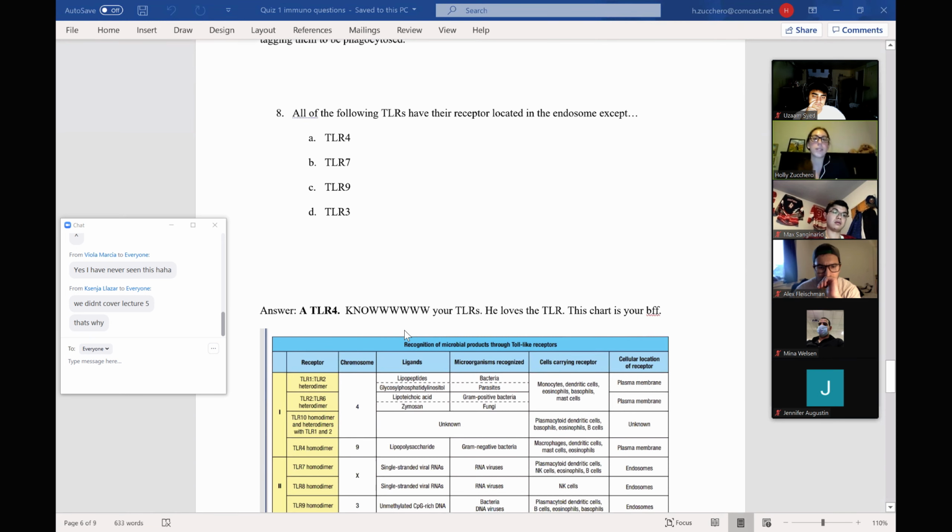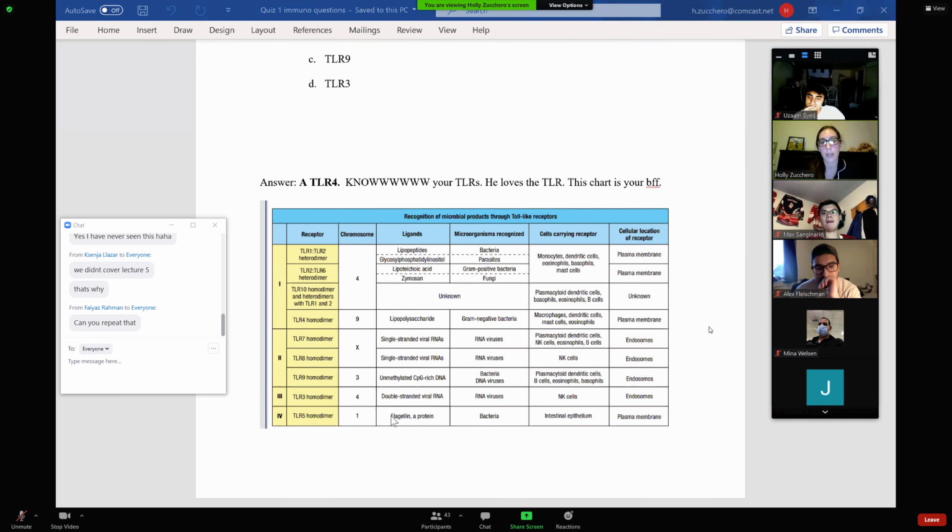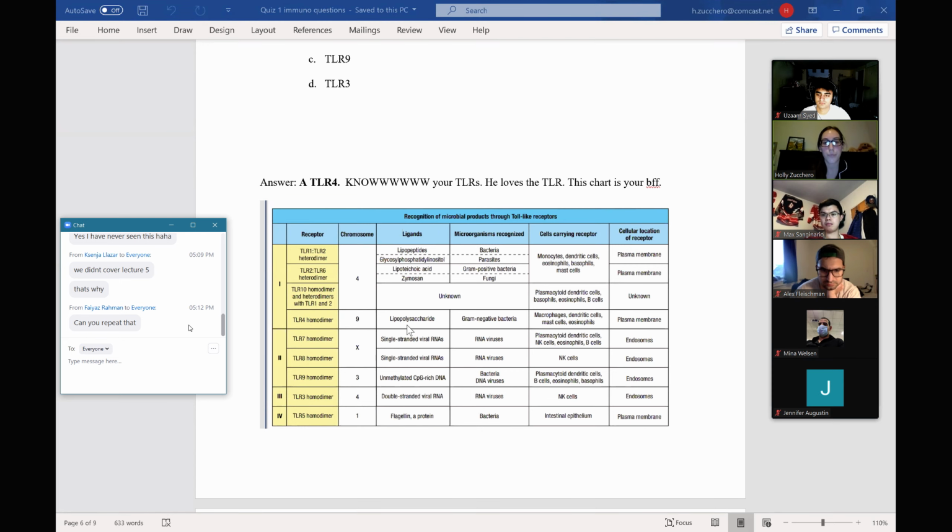Question 8, all the following TLRs have their receptor located in the endosome except this is TLR4. This little chart here can be one of your best friends. He loves the TLRs. A lot of us miss questions on them, and he told us, you guys miss these questions, I'm going to keep putting them on your quizzes and exams. So just look over this chart. You don't need to memorize every single thing, but if you know where the receptor is, that's probably okay. And then also just which ones are for RNA viruses and stuff like that.